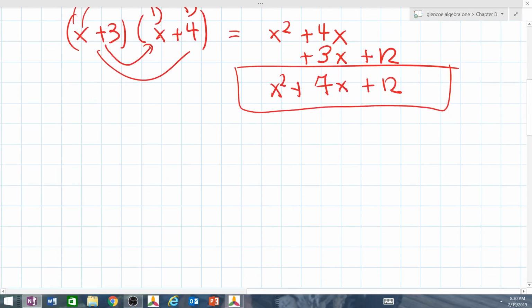Okay? So let's try one together. I'm going to give you guys one to use. Let's try this one. X minus 2 times x plus 5. X minus 2 times x plus 5. Everybody go ahead and work that.